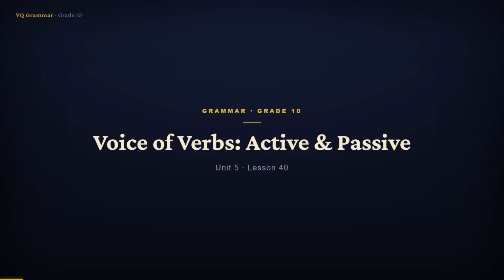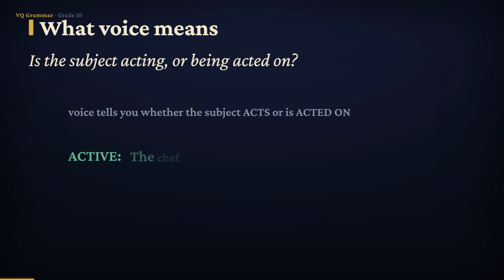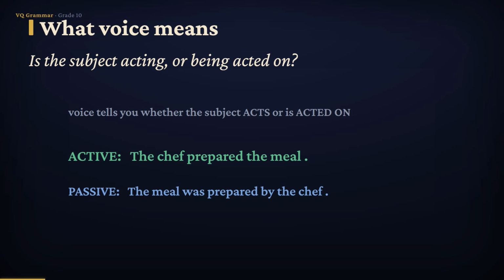It's called voice. Every action verb carries something called voice. Voice tells you whether the subject of the sentence is doing the action or having the action done to it. Watch these 2 sentences. The chef prepared the meal. There, the subject is the chef, and the chef is the one doing the work. She performs the action. Now listen to the second one. The meal was prepared by the chef.